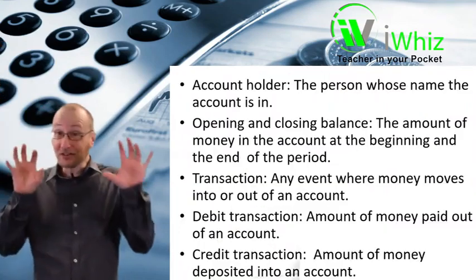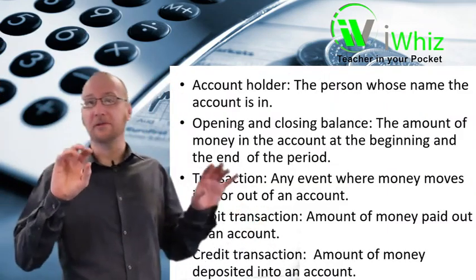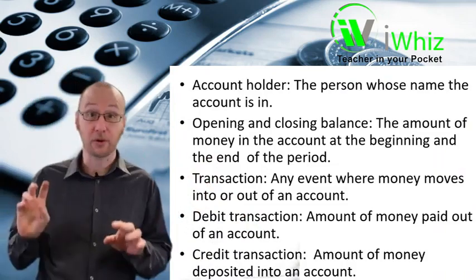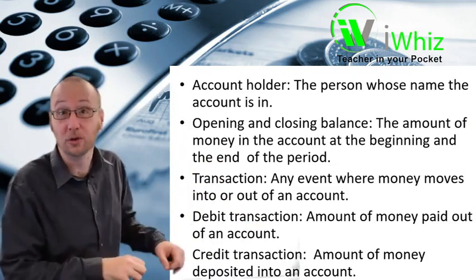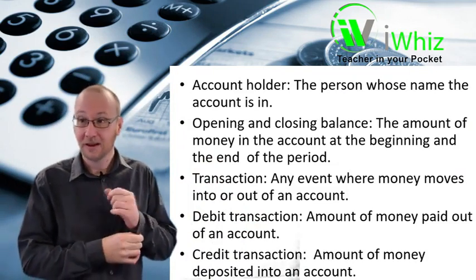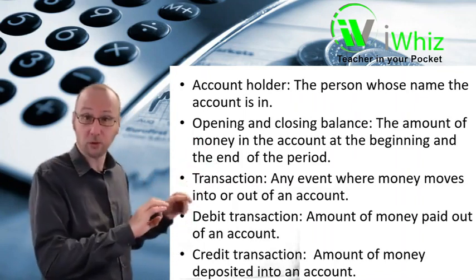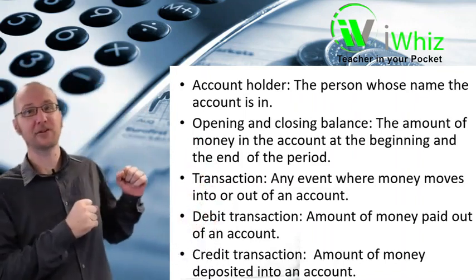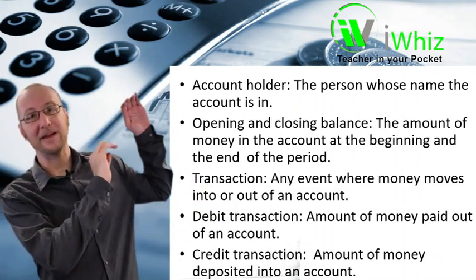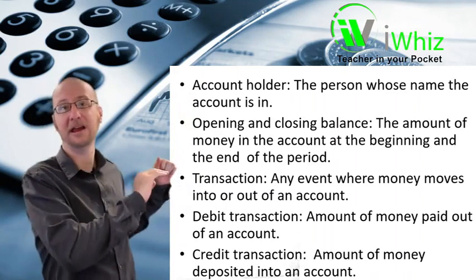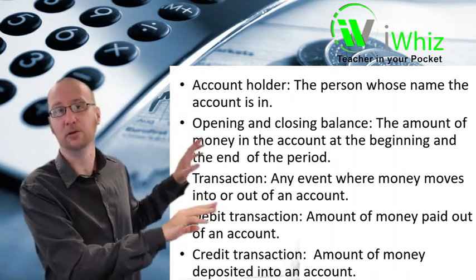Okay, the bank statement will also show information and will tell you who the account holder is. In other words, the person who that account belongs to. So in other words, it'll have your name on the account. The opening and closing balance will also be seen on one of these bank statements. The opening balance means how much you had in there at the beginning of the month, and then the closing balance is how much you had in your bank account at the end of the month.